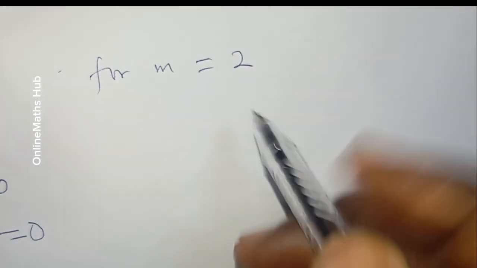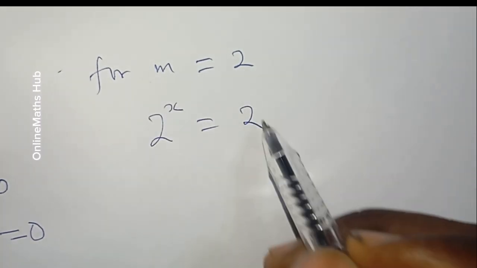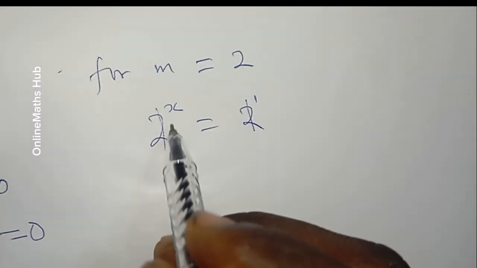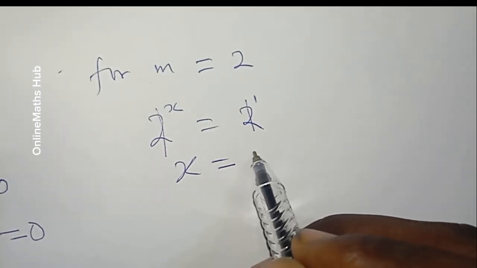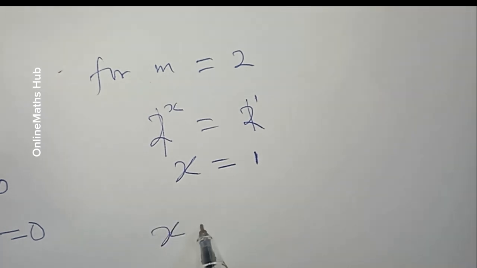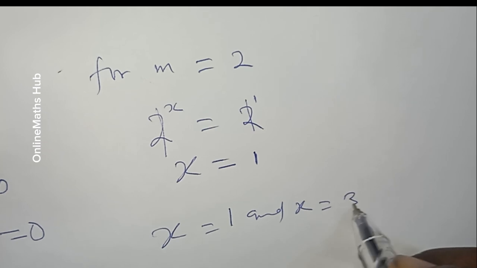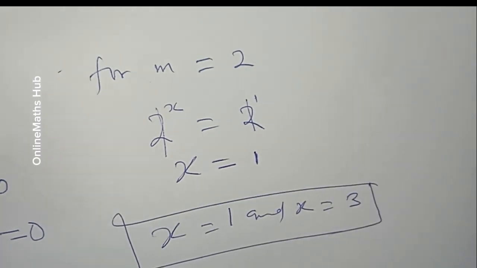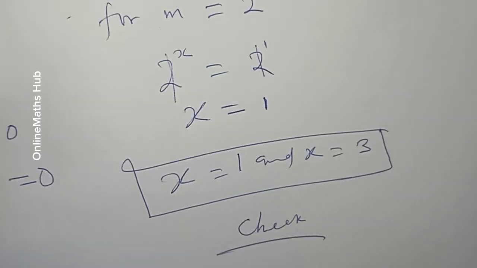For m equal to 2, we also make the substitution: 2^x is equal to 2. This 2 is the same as 2^1, and you can see that they have the same base, so obviously the powers are the same, which implies that x is equal to 1. So x equal to 1 and x equal to 3 each satisfy the problem we are solving. You may want to find out whether that holds. You can just go ahead and check it quickly.